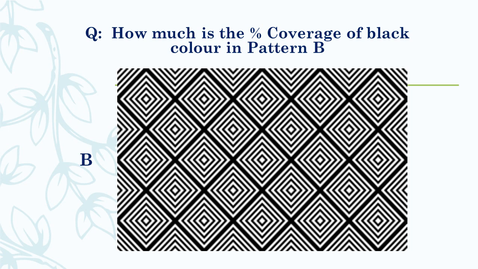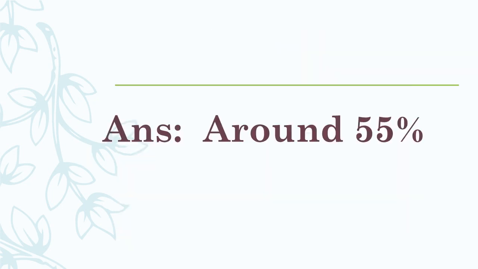Now find the second image. How much is the percent coverage of black color in pattern B? Think over it. Is it 50%? No. It is around 55%. Okay. So this is how you need to analyze.